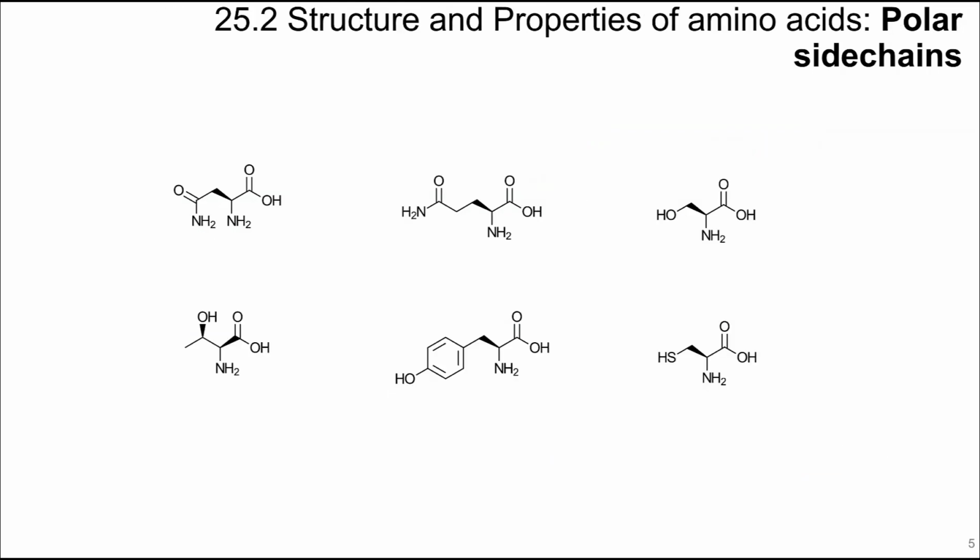The next category of amino acid side chains are polar ones. So these are polar and they're also neutral, so there's no charge to these side chains in their current form. The first one we have is asparagine.